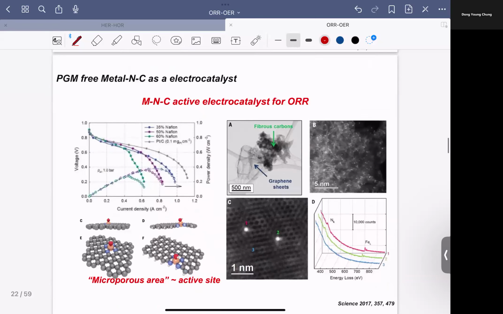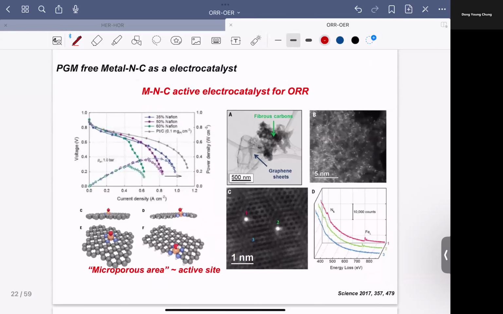So let's discuss the MNC type. This is very well known. The M shows the metal single atom, right? So for example, iron. So this is the expected scheme of the metal-nitrogen-carbon. There is a metal core at the center, and there are four nitrogen atoms that can stabilize the metal atom, all right?